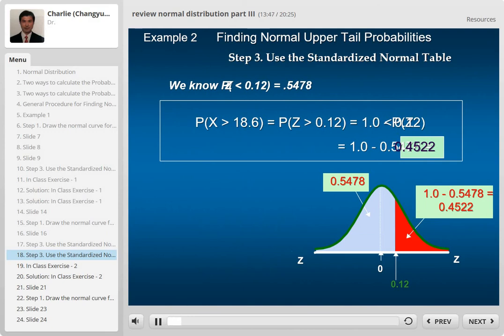Now, we are trying to find the probability of x bigger than 18.6, which equals the probability of z bigger than 0.12. And we know that the probability of z bigger than 0.12 equals 1 minus the probability of z smaller than 0.12. That's what we learned in last week's sessions. Now, we know the probability of z smaller than 0.12 equals 0.5478. So 1 minus this is the value we're looking for. It is 0.4522. And that is this area we're looking for. And that is the value.